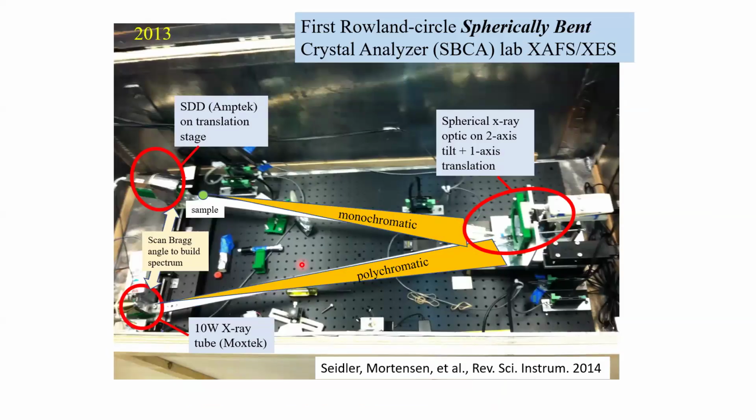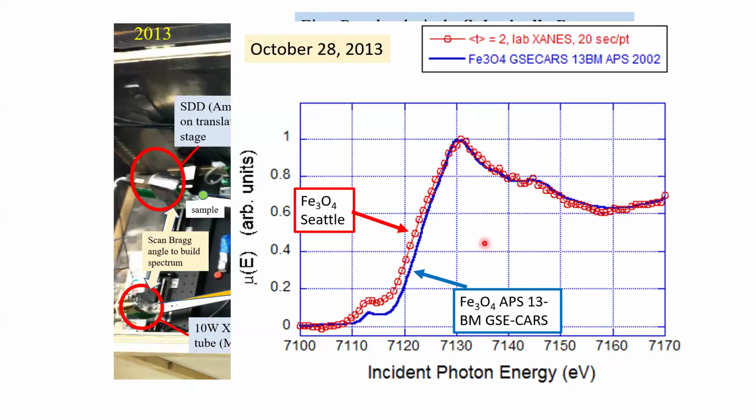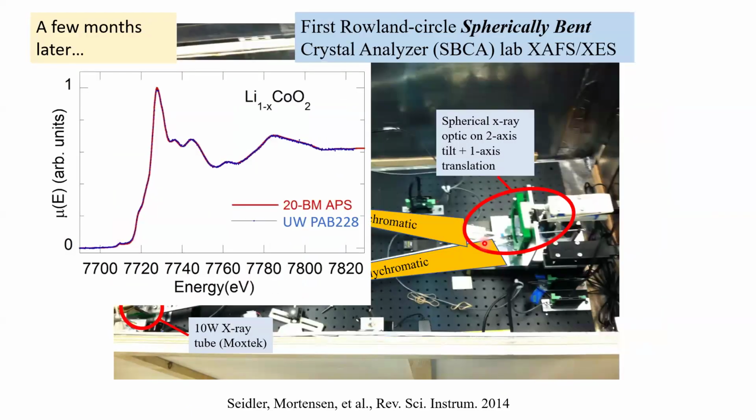And the spectrometer itself was similarly simple. An inexpensive 10-watt X-ray source that's often used in veterinary science to X-ray sheep. A borrowed spherically curved optic, and an inexpensive silicon drift detector on a couple of translation stages and another translation stage under here for the Rowland circle. From the idea to do it until the first spectrum was 37 days. And the first spectrum wasn't bad. And a month later, it was dialed in and we were nailing synchrotron data.